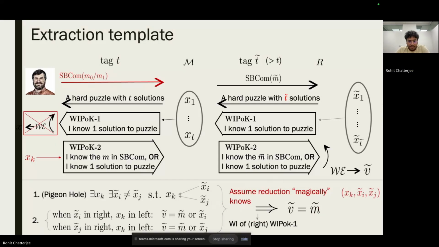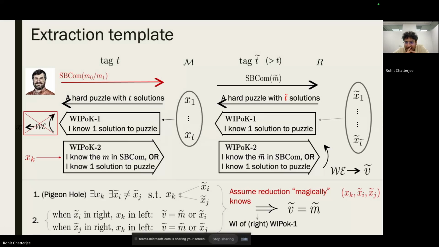Okay, I'm a little bit lost. So let's look at point 2 again. So when xi tilde is used on the right. Right. So because there's just simply less solutions to the left puzzle than the right puzzle, as a probabilistic system, I'm going to have this event where for two particular solutions, xi tilde, xj tilde on the right, M really has to use the same solution on the left.